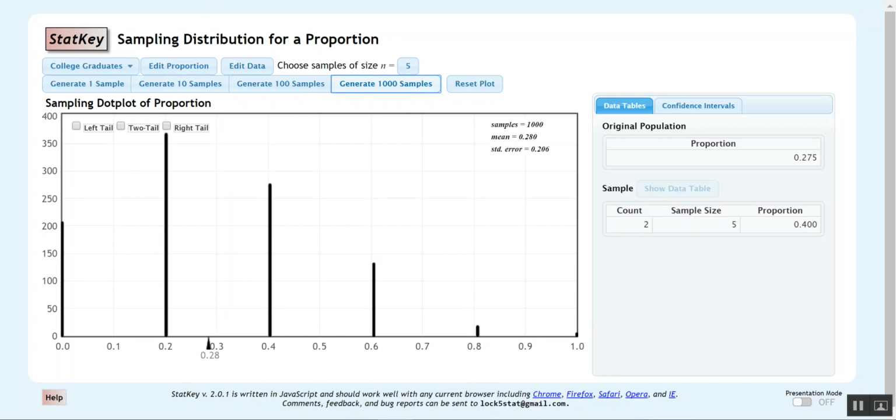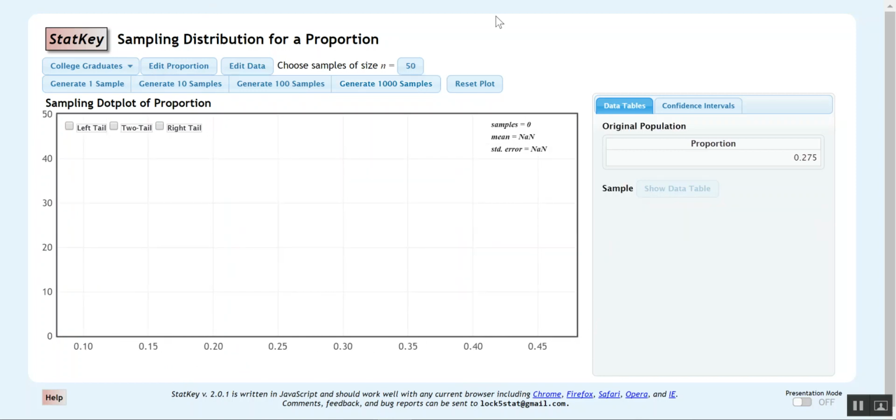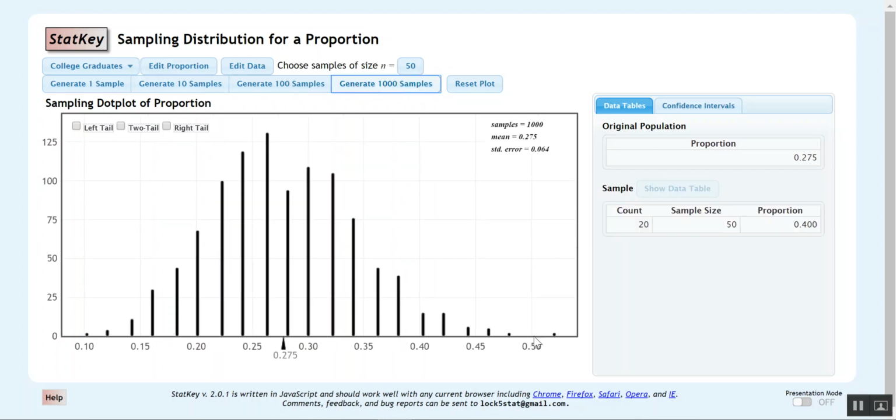So let's go to my next set, and look at sample size 50. Instead of gathering 5 individuals in my sample this time, I'm going to gather 50, and I'm going to generate 1,000 samples. As you look at this, my 1,000 samples are all stacked up here. It looks pretty good. It's a little bit off of being symmetric, but it's pretty much symmetric. And you look at the mean and it's 0.275.